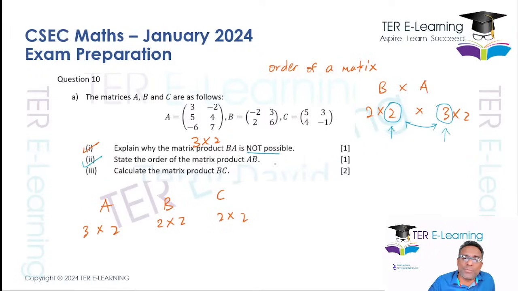Part 2: state the order of the product AB. If you want to multiply A by B, is that possible? Yes, because these 2 numbers are the same, and the answer is going to be a 3 by 2 matrix. That's the answer for that one.